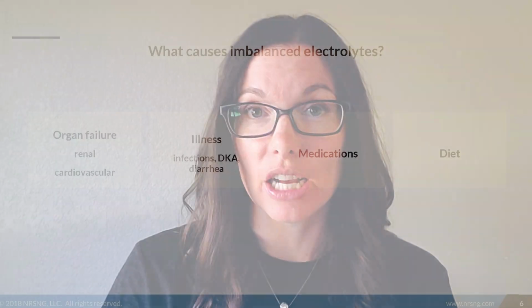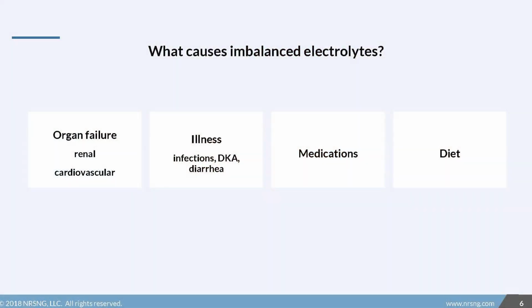Let's briefly review what causes imbalanced electrolytes. Here you can see on the chart we have organ failure, and specifically renal failure, and then cardiovascular failure. We have illness, which comes from infections, diabetic ketoacidosis, and diarrhea. We have medications, which there's plenty of medications that cause electrolyte imbalances. And then there's diet. So diet also causes imbalances in your 4 main electrolytes, as well as others.